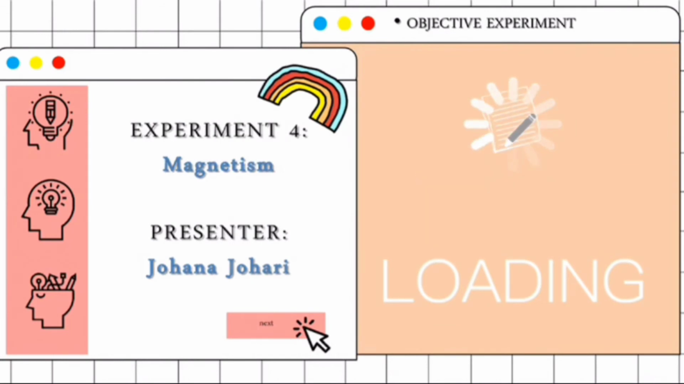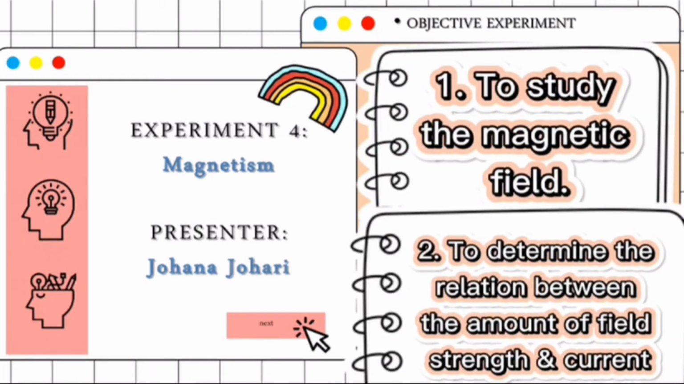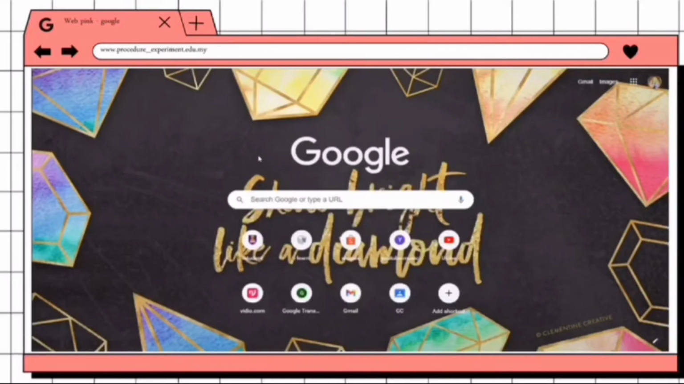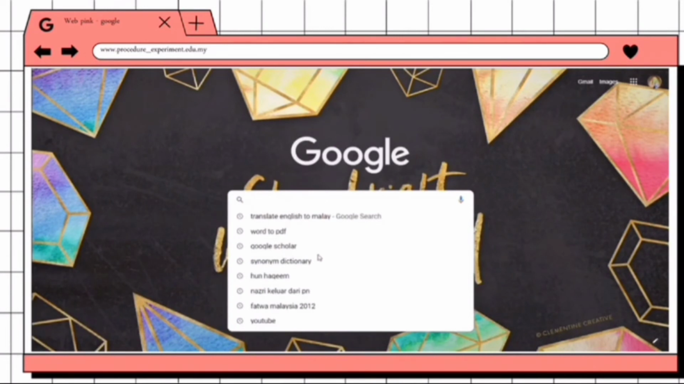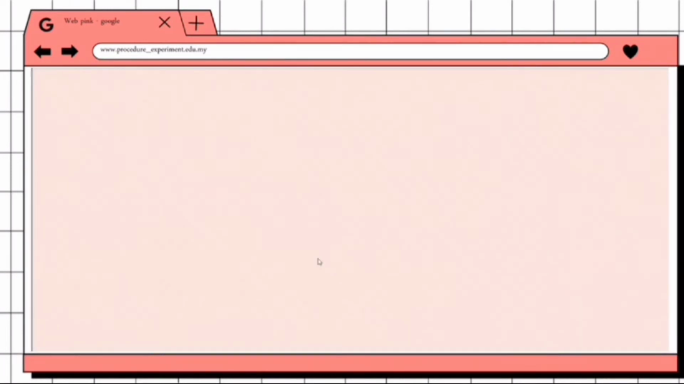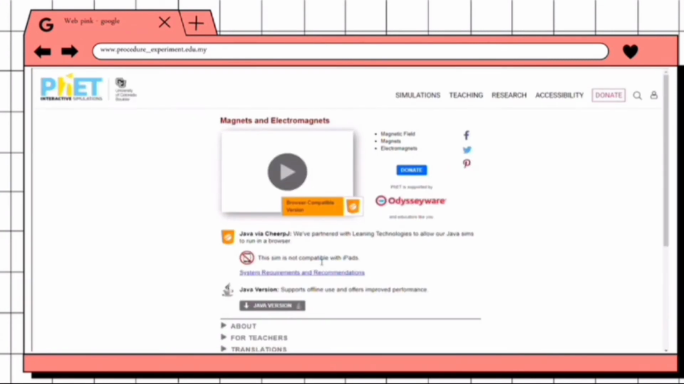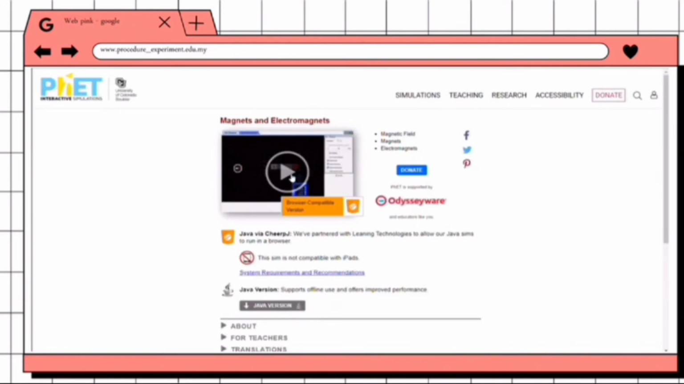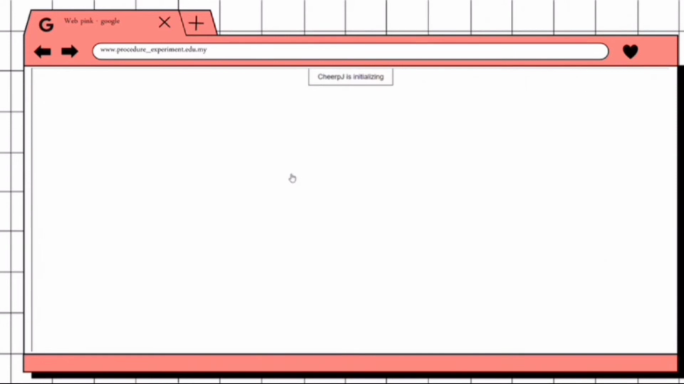As usual, before we start our experiment, we must find our objective. So the objective of this experiment are to study the magnetic field and to determine the relation between the amount of field strength and current. Since we are doing this experiment through a simulation, we need to click and open the link given in the lab manual. Then a simulation from magnetism experiment will appear in a short while.